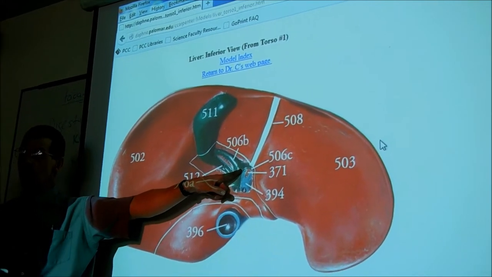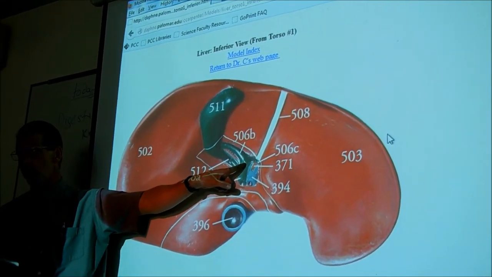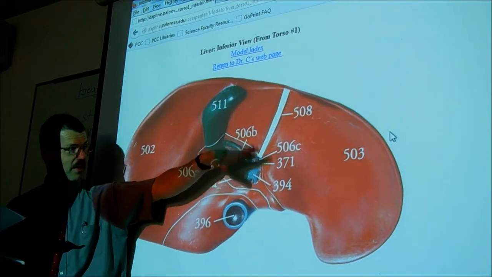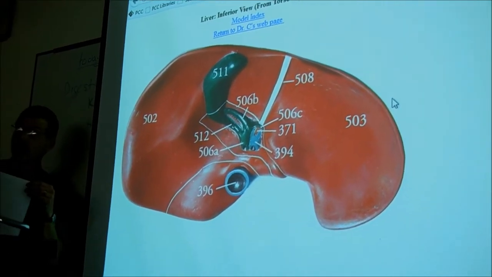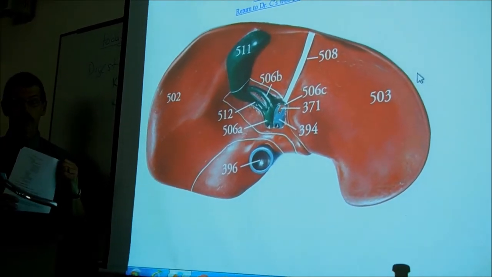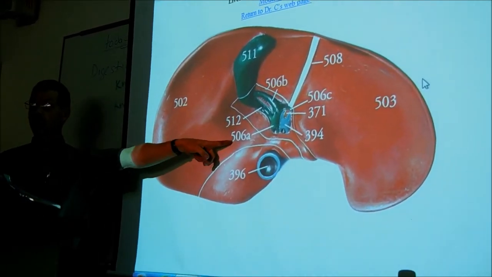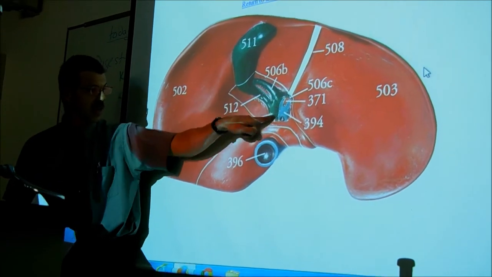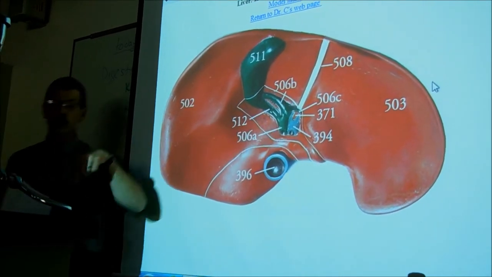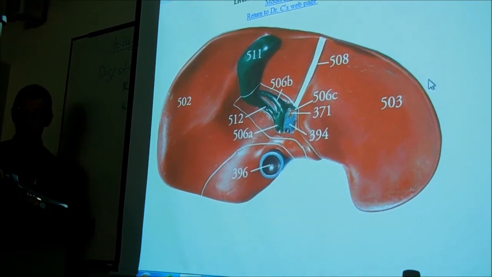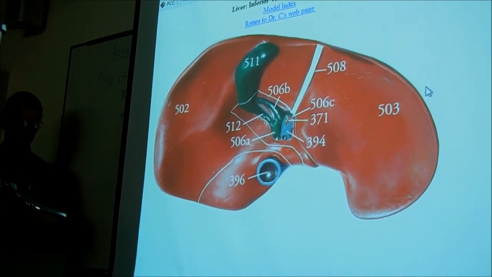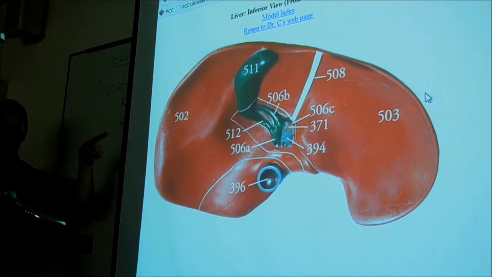Hepatic duct. So on some models, they only have the common shown. Some may only show the right or the left. This one shows all three. So what number is that? It's not numbered. That's the trick. But 506A is numbered. This one comes from those three and has been cut. What is 506A? Common bile duct.